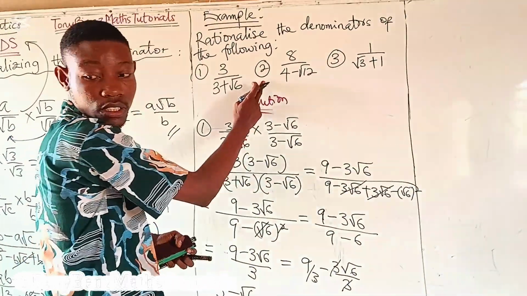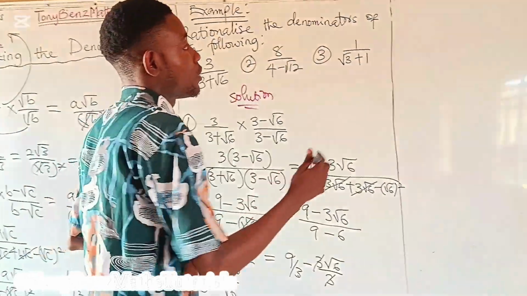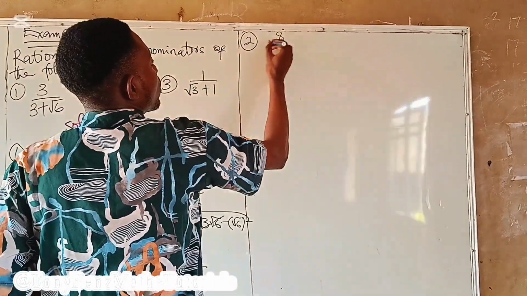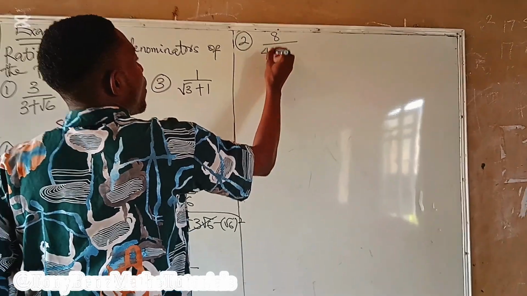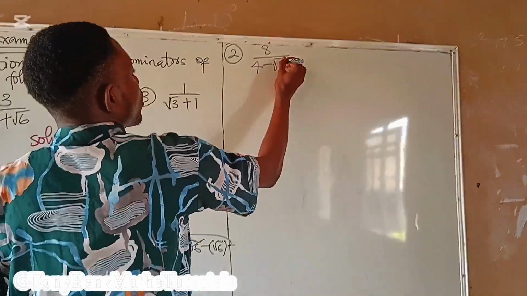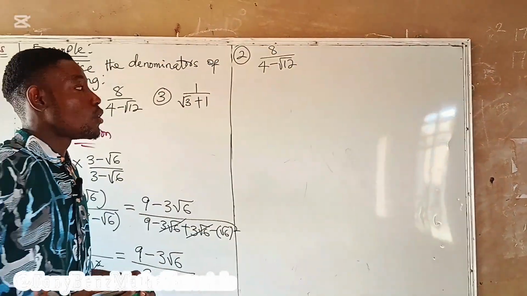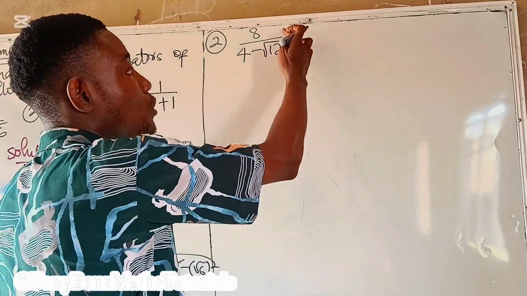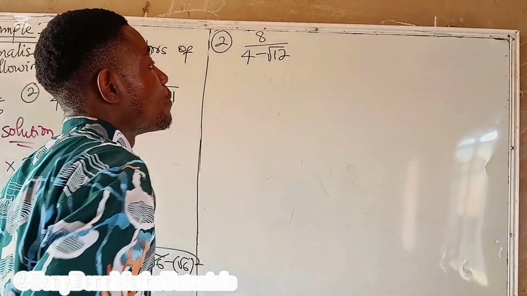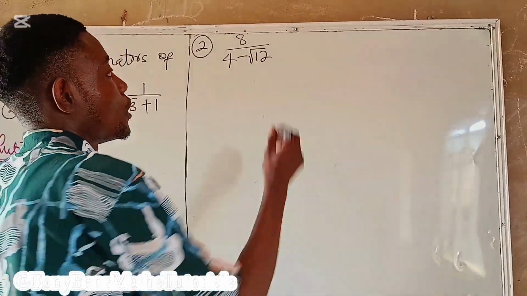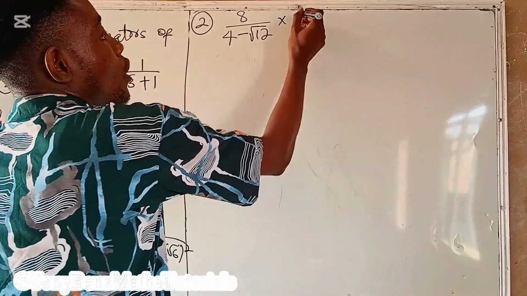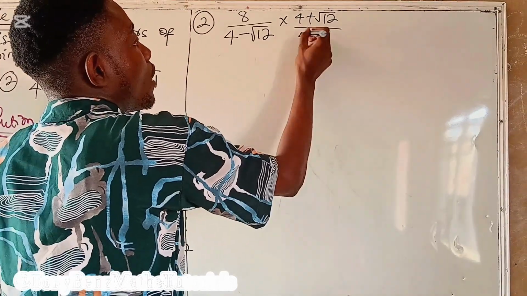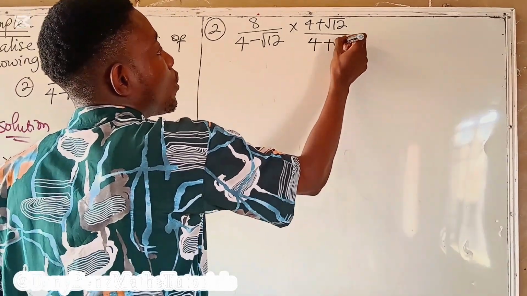Let us do justice to this second question. We have 8 all over 4 minus root of 12. Like I said, we are multiplying the numerator and the denominator by the conjugate of the denominator. What is the conjugate of the denominator? 4 plus root of 12, all over 4 plus root of 12.